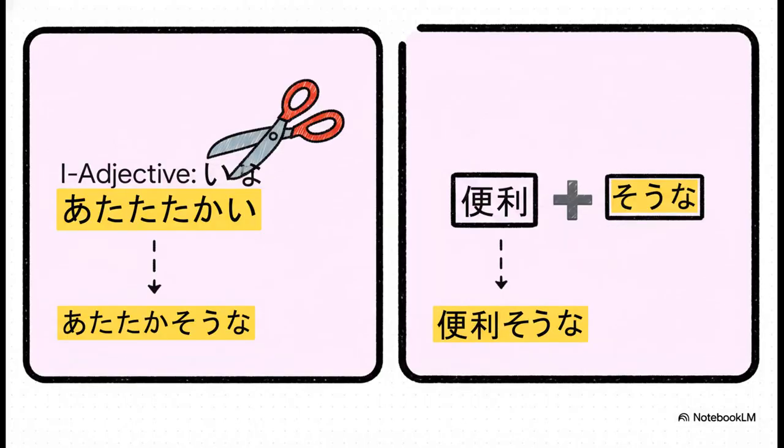When you see them side by side like this, it just kind of clicks, doesn't it? For the adjective atatakai, meaning warm, you can see that i totally disappears. But for the na-adjective, benri, nothing gets removed at all. It's just a direct connection. And that simple little difference is really the only thing you need to remember to get both of them right.